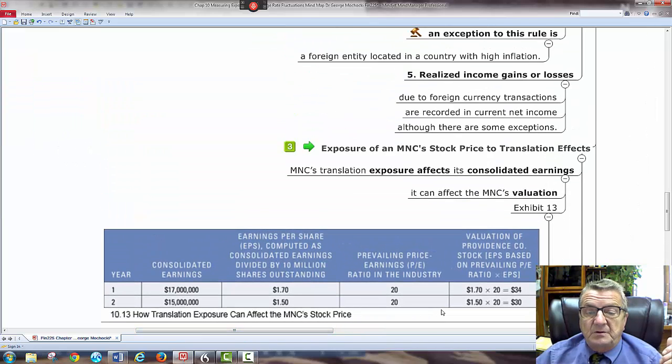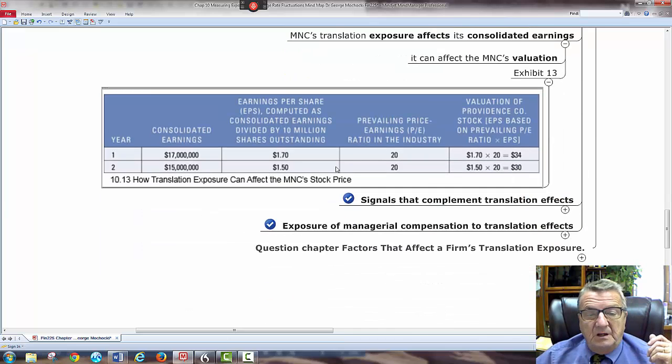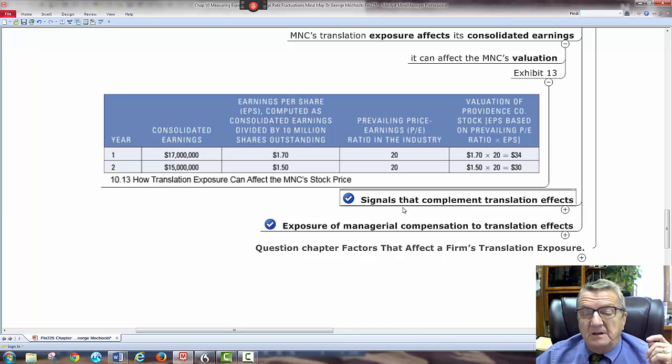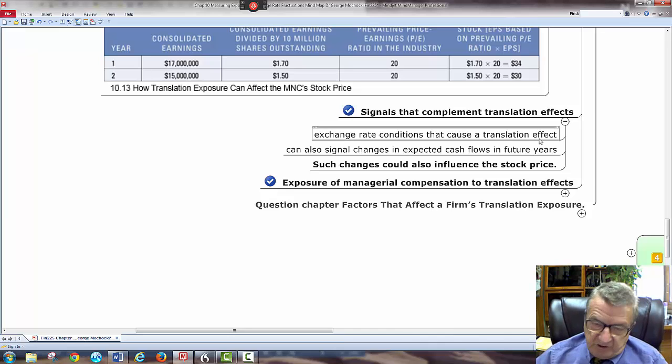If I'm looking at this, I'm looking at the exposure of stock prices to the exchange rate. The prevalent price-earnings ratio went down. That signals concomitant transactional effects, an exchange rate condition that causes the transactional effect. If something's going on there, the exchange rate changes and affects the stock price in that currency. Remember, we're in a global environment all over, so you have to look at it from a different perspective.